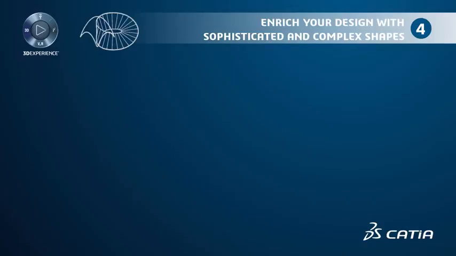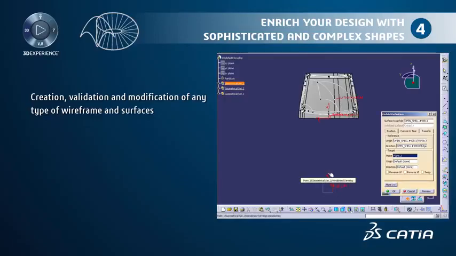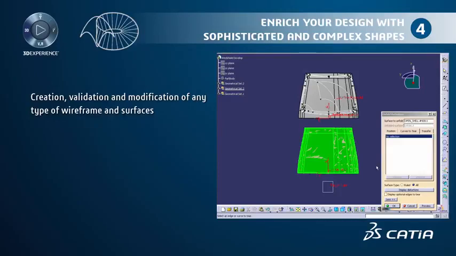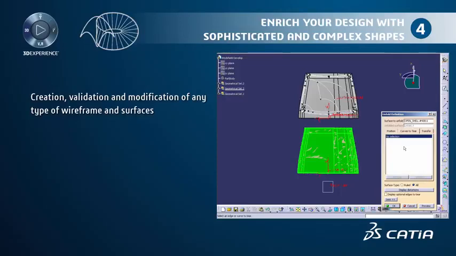CATIA delivers a set of innovative products for creation, validation, and modification of any type of wireframe and surfaces. Thanks to CATIA's developed shapes, you can quickly and easily unfold any type of freeform surfaces and develop curves on revolution surfaces. You can also define an associative flattened pattern from 3D models for manufacturing.